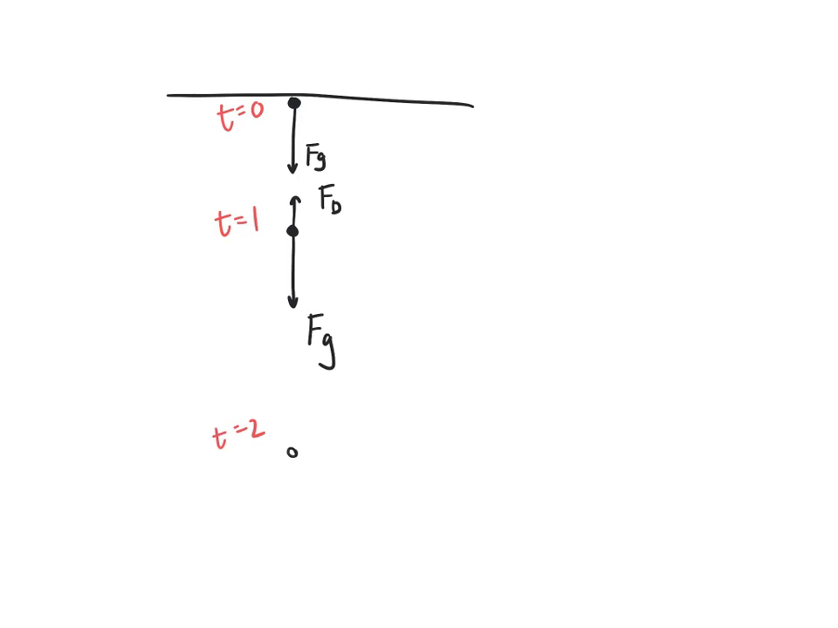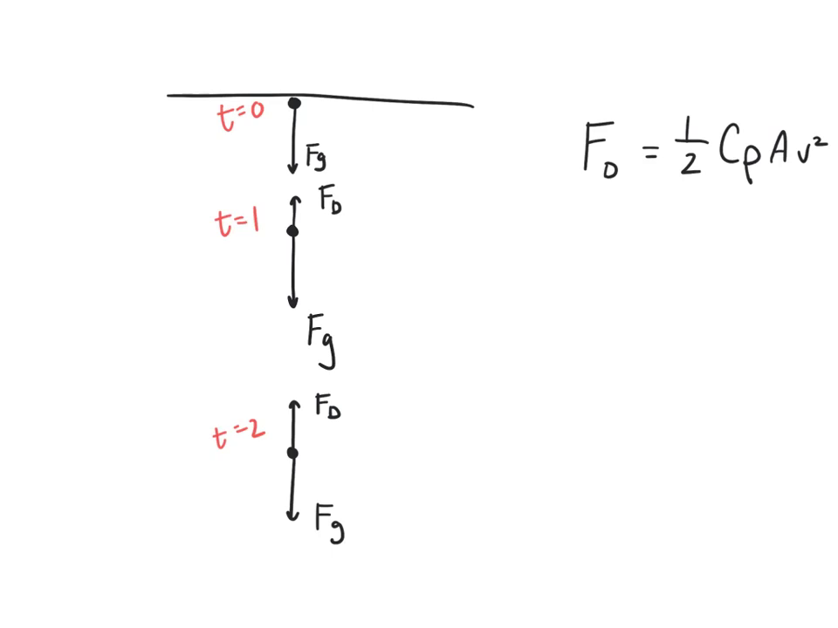After that time period, what will happen is the weight of the object doesn't change, because weight is just m times g. That's never going to change. But the drag force is going to get longer. Longer, I mean the vector, sorry, is going to get longer. The drag force is going to increase in magnitude. Why is that happening? Because, again, here's my formula.